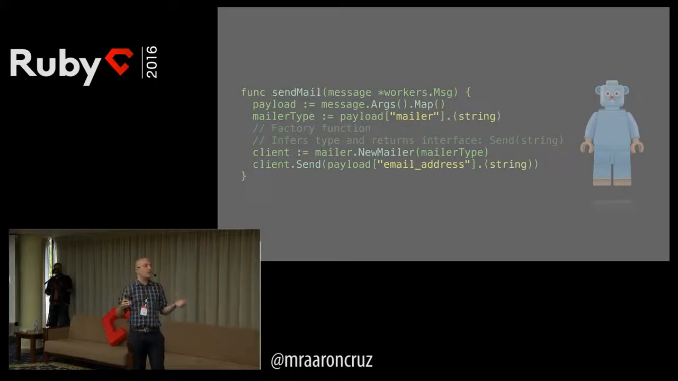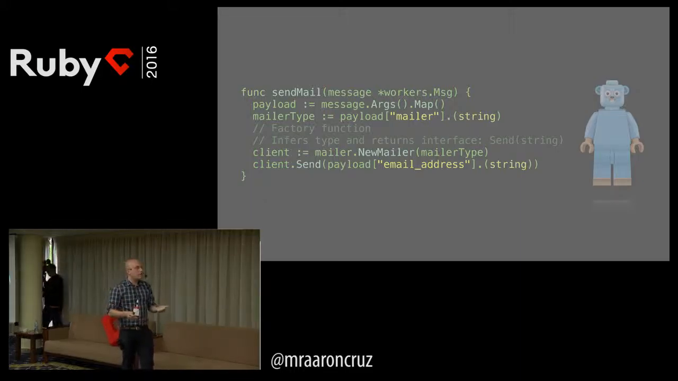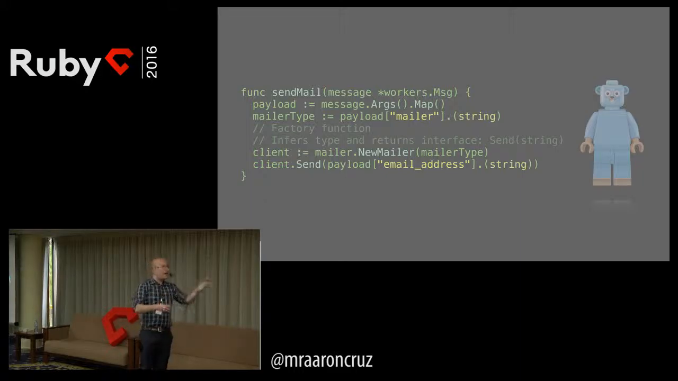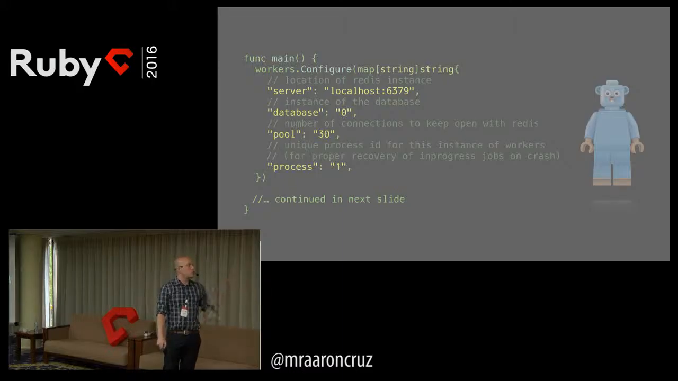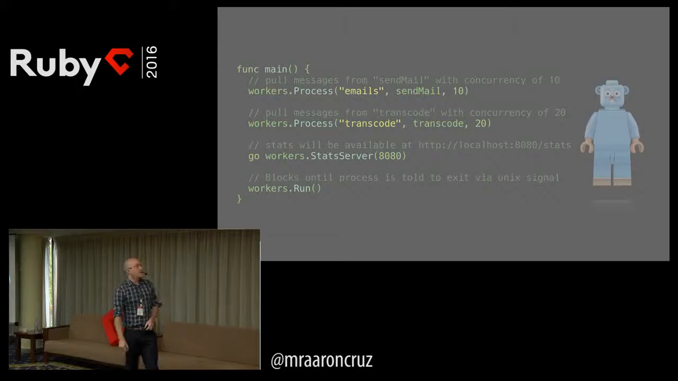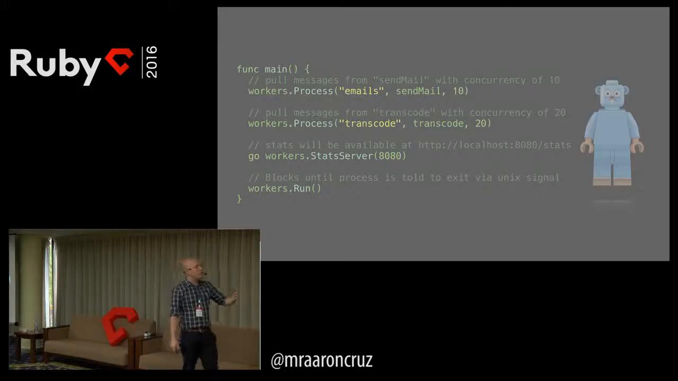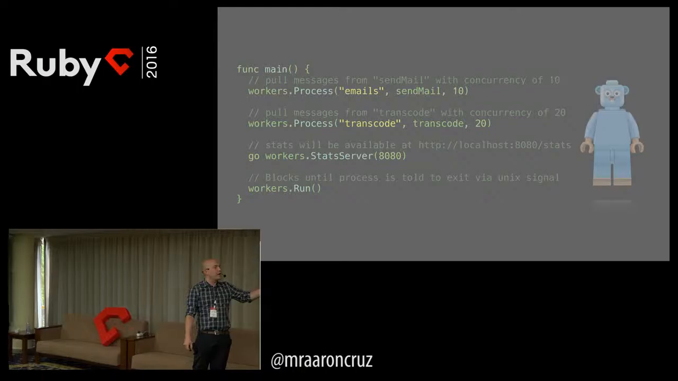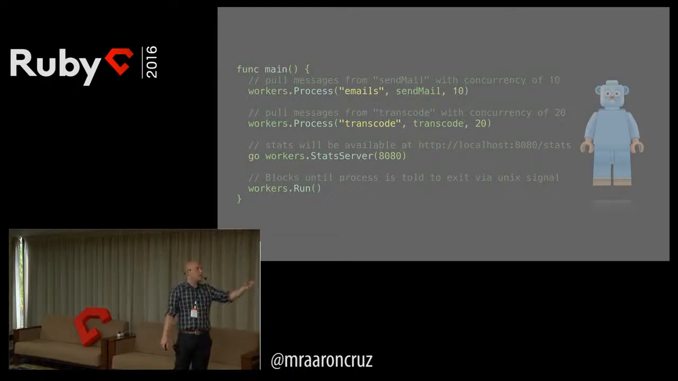If you've used Sidekiq or Resque before, you send in a hash, or he was sending in YAML in the first talk, and you would have that available as args on the worker's message. So this is coming straight from your Ruby code to your Go code. Then you create this server, which is waiting for these jobs to come. And then you can say process emails from the emails queue with this send mail at a concurrency of 10. Process transcode at a concurrency of 20 with a transcode function.